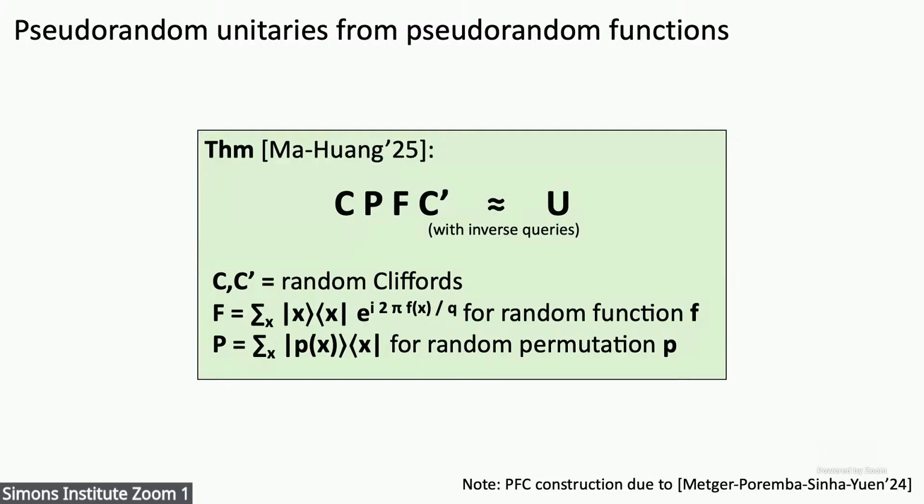Okay, so what do they show? They show that if you have a random permutation oracle, a random phase oracle, and then you nest it between two independent Cliffords, the circuit you get is indistinguishable from a Haar random unitary, even up to inverse queries. Right, and then to get a pseudo-random unitary, you would implement the permutation and phase oracle with a pseudo-random function to actually make it efficient. But I'm just going to start with this theorem.